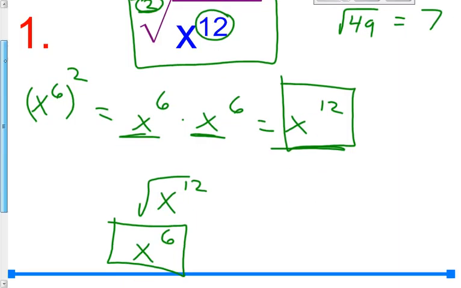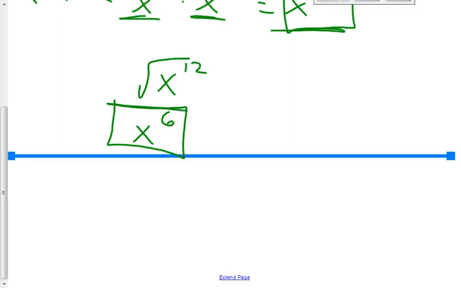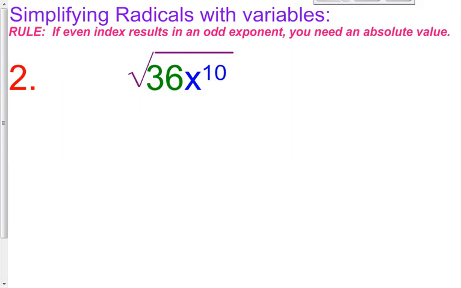Going on to the next one. First of all, just clarifying, our answer here is x to the 6th, because the square root of x to the 12th is x raised to the 6th power. On this one, the square root of 36x to the 10th. Well, let's take our coefficient, and you all know what the square root of 36 is. It is 6. And what's the square root of x to the 10th? What times what gives x to the 10th? X to the 5th multiplied by x to the 5th gives x to the 10th. So the square root of 36x to the 10th is 6x to the 5th.